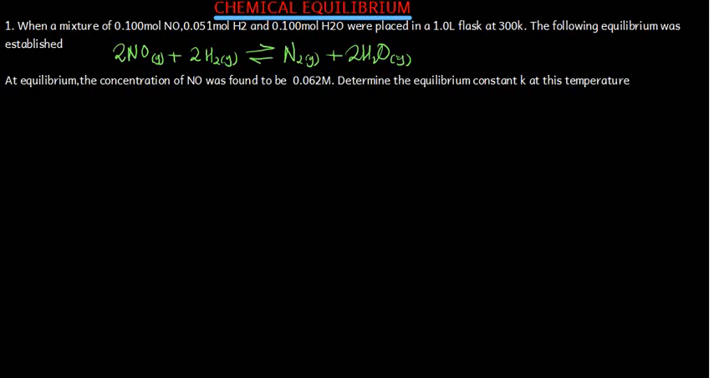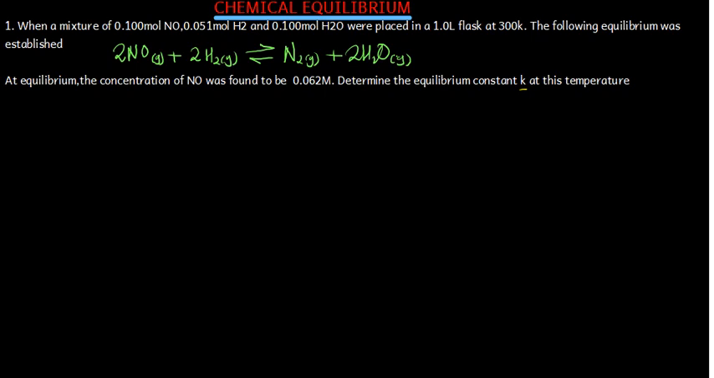We want to determine the equilibrium constant K, and because we want to determine it using concentrations, what we are determining is actually Kc. When we want to determine the equilibrium constant, we need to know first the equilibrium concentrations. At the beginning, when a mixture of this amount of moles, this amount of moles, and this amount of moles were placed, those are the initial moles.